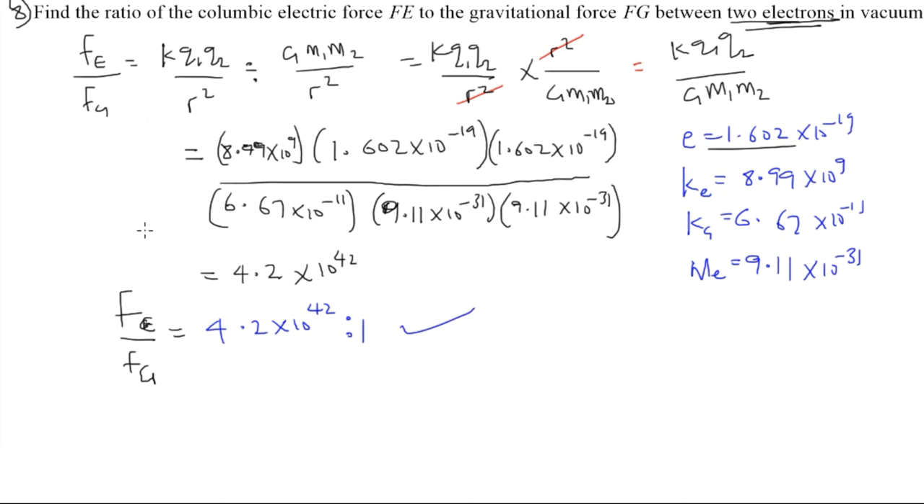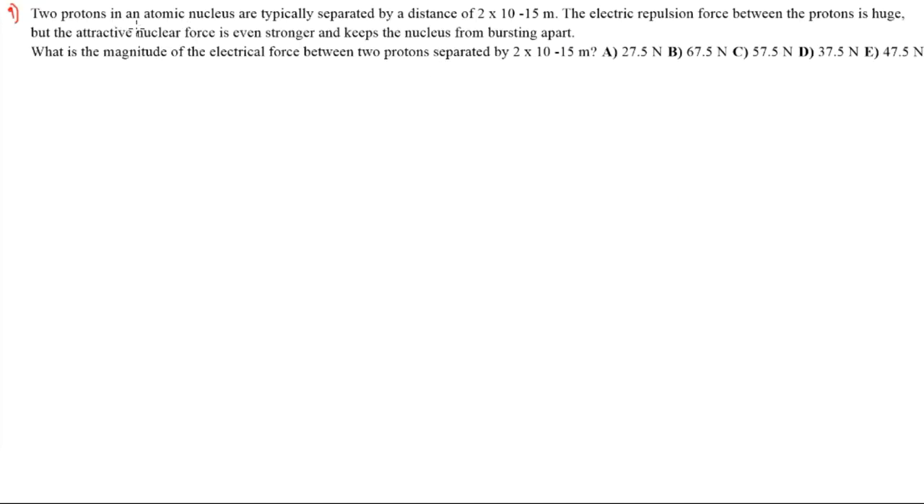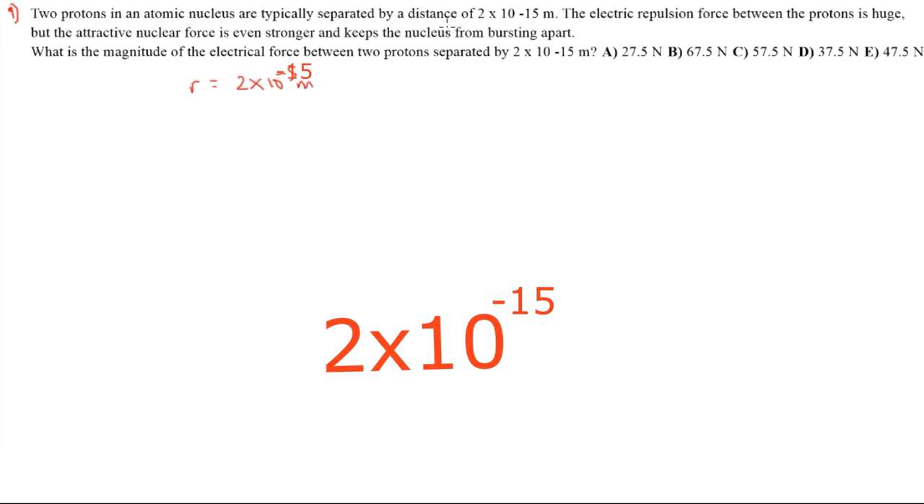The implication is that the Coulombic force, the electrostatic force between two electrons, is of greater influence than the gravitational force. Next: two protons in an atomic nucleus are typically separated by a distance of 2 × 10⁻¹⁵ meter, so r is equal to 2 × 10⁻¹⁵ meters. The electrical repulsion between the protons is huge, but the attractive nuclear force is even stronger and keeps the nucleus from bursting apart.